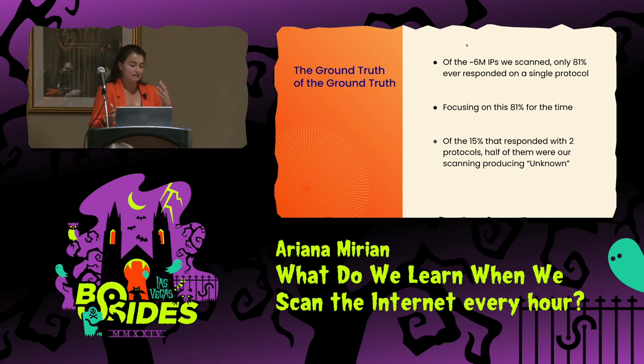A little bit more about the ground truth of the ground truth, as I like to call it. Like I said, we were limited by how many servers we could spin up to run this experiment, so we scanned about 6 million IPs. Of those 6 million, 81% of them spoke exactly one protocol during the entire week. For simplicity, I'm going to focus on that 81%. There's some really interesting other stuff going on with that other 19%. Specifically, there's about 7% of hosts that our protocol scanner could talk to and get data from, and then all of a sudden they would respond with data that we couldn't parse. It was just unknown in our data set. There's some weird stuff going on in that 19%, but that's a totally different topic and a totally different talk.